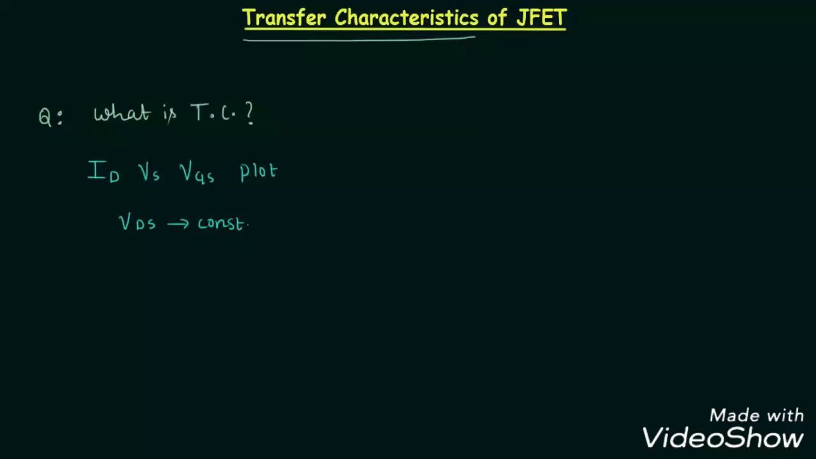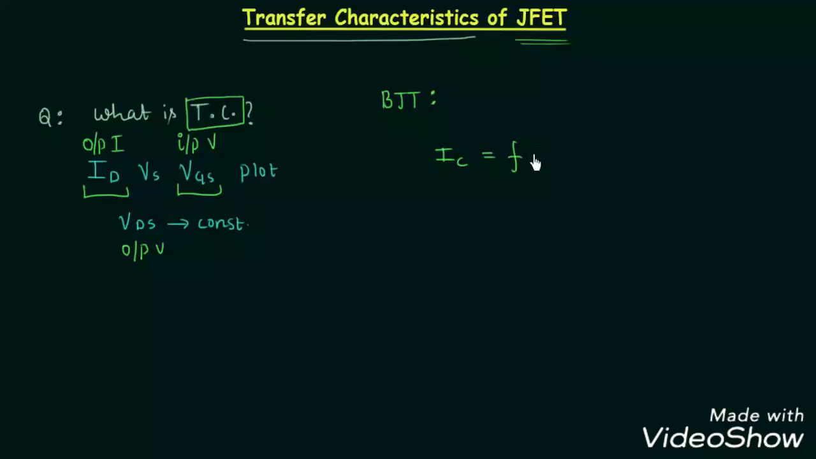Very simple. And we already know ID is the output current, VGS is the input voltage, and we are keeping the output voltage constant. So in case of transfer characteristics, we obtain the plot between output and input quantities, and in case of JFET, the transfer characteristics is the plot between current ID, the drain current, and gate to source voltage VGS.